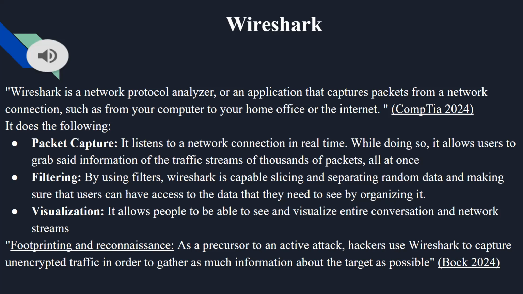It also does footprinting and reconnaissance, which serves as a precursor to an active attack. Basically, hackers use Wireshark to capture unencrypted traffic in order to gather as much information about the target as possible. So basically, in terms of protecting data, it represents the CIA aspects of confidentiality, integrity, and availability. But from the hacker's perspective, it enables them to get as much information as possible about their victims, getting access to sensitive info, especially from unencrypted traffic data.